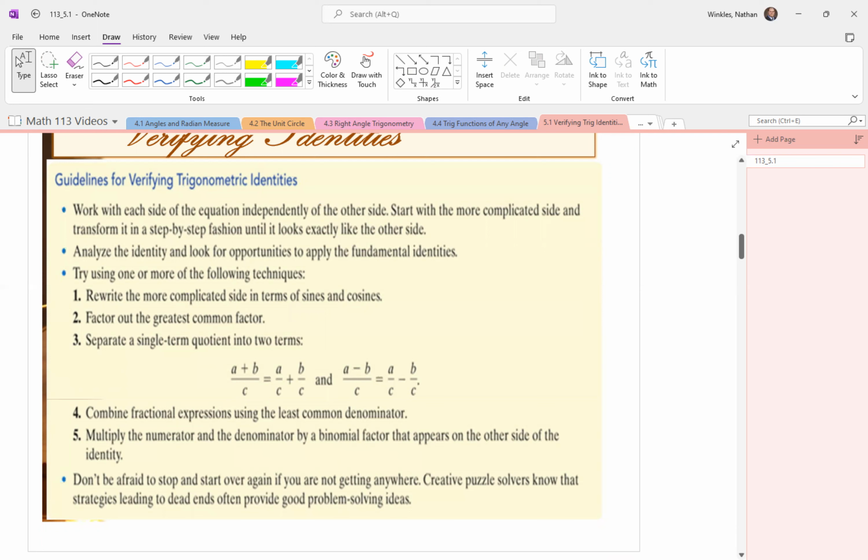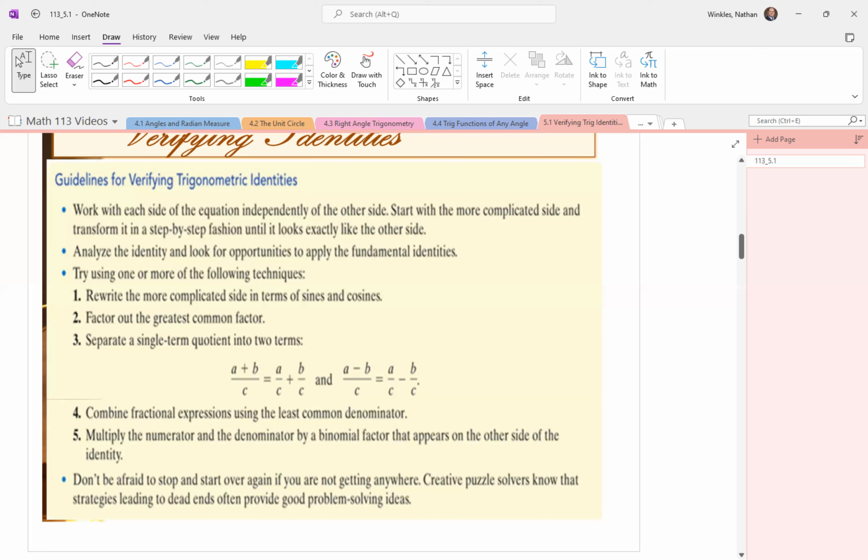Separate a single term into multiple terms. So in other words, divide the denominator into each one of the numerators. Combine fractional expressions using the least common denominator. And then multiply the numerator and denominator by a binomial factor that appears on the other side of the identity. These are general techniques. Sometimes we'll use one of them, two of them, multiple ones, or we may only use a single one. It all just depends on what we're looking at for the identity.